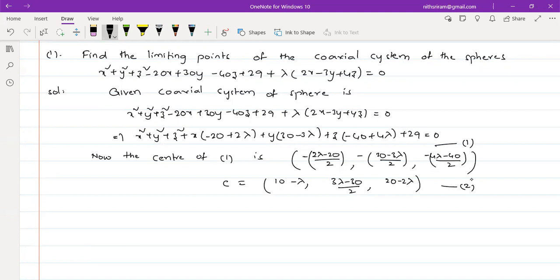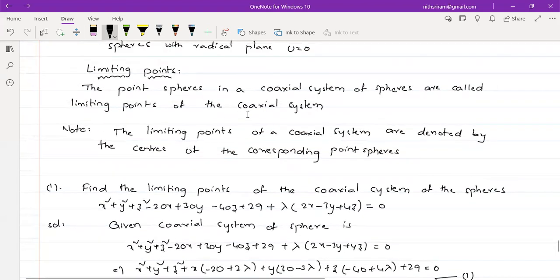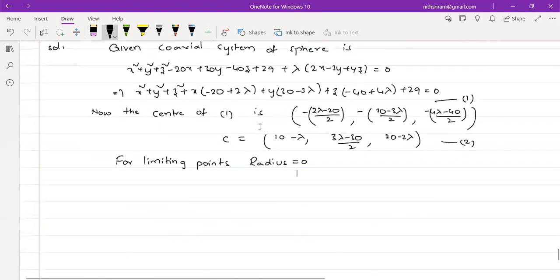So for limiting points, the radius is equal to 0. We already discussed that. The limiting points of the coaxial system of spheres are the point spheres. So for point spheres, radius should be 0. In order to find the limiting points, we have to consider that the given sphere is a point sphere, so that the radius should be 0. So I am writing for limiting points, radius is equal to 0.